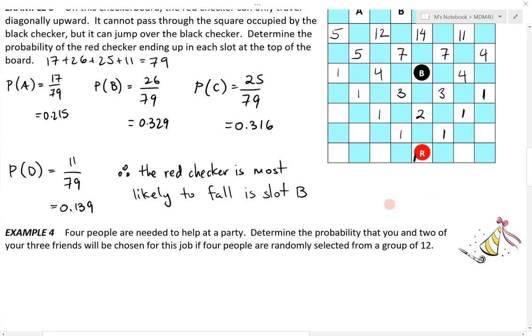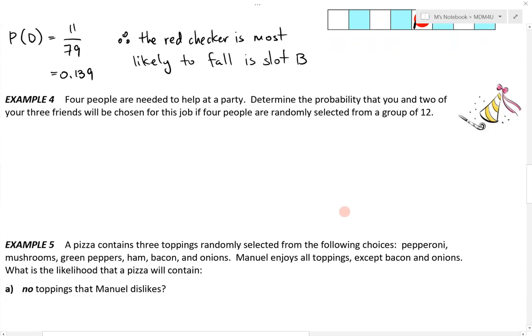Okay, let's look at example number 4. 4 people are needed to help at a party. Determine the probability that you and 2 of your 3 friends will be chosen for this job if 4 people are randomly selected from a group of 12. So let's calculate the number of ways this can happen.